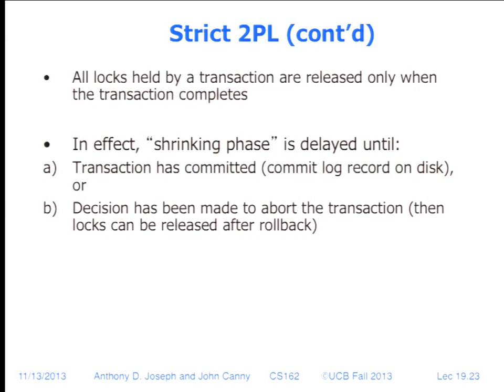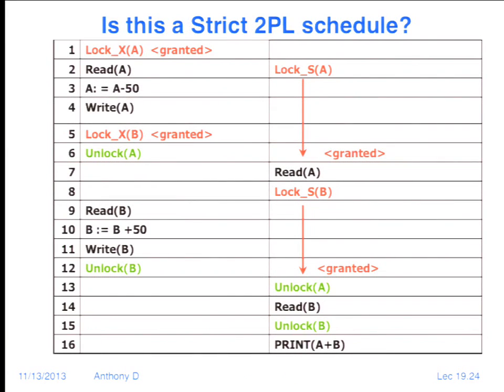All right, so all locks are held by the transaction and released only when the transaction completes. The shrinking phase then is sort of a cliff that happens right at the end of the transaction, either a normal completion with a commit, or if there's an abort, in which case you actually roll back the state to before the transaction.